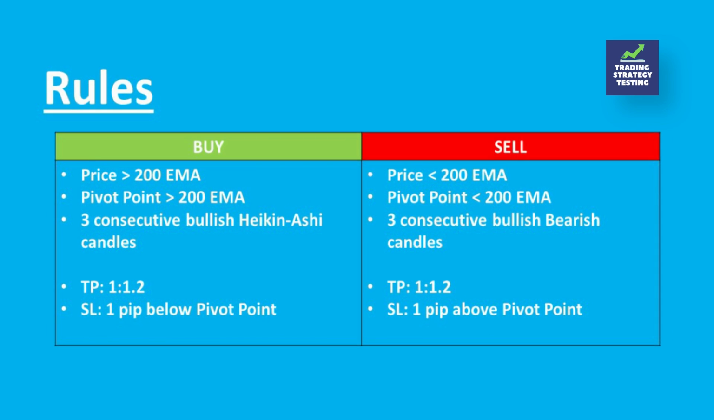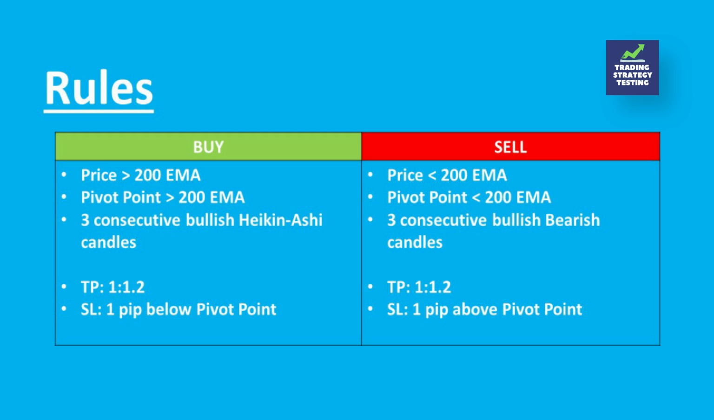The rules are simple. When the Parabolic SAR points cross above the 200 EMA, we will wait for 3 consecutive bullish candles, then we go long from the top of the third one. The stop loss is a few ticks or 1 pip below the Parabolic SAR points, and the take profit will be 1 to 1.2 the risk involved.